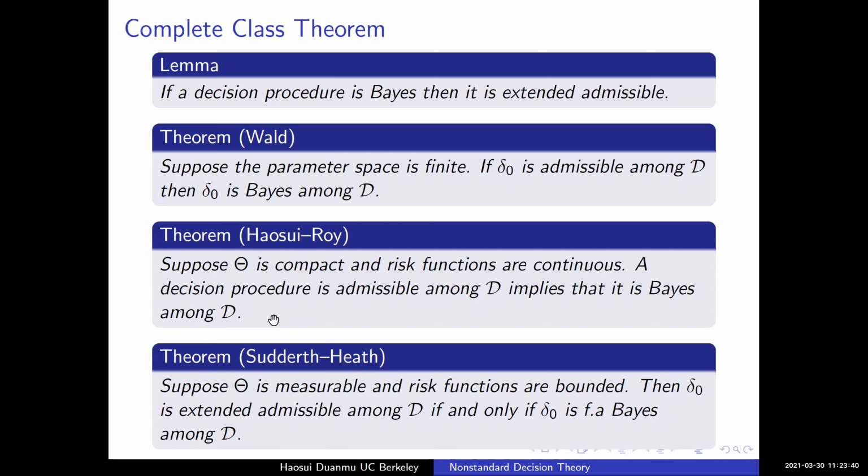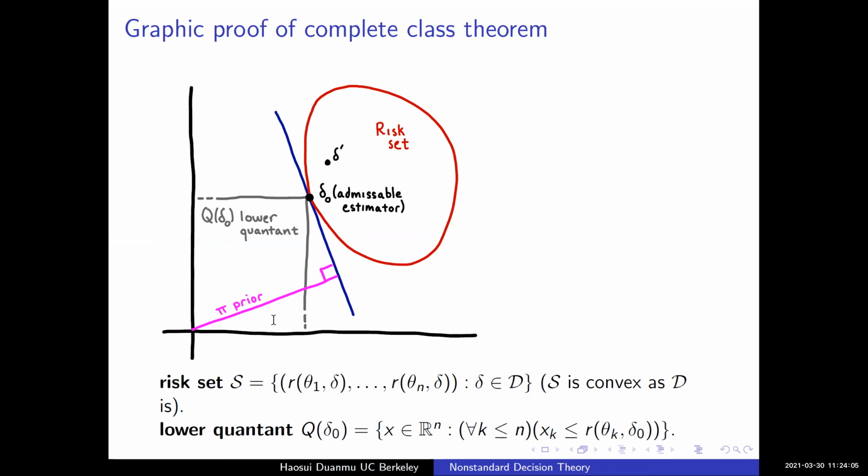So this shows that if one wants to go beyond the finite parameter space setting, one must relax the notion of Bayes optimality by considering a larger class of priors. That means not just probability measures, to regain such equivalence between Bayes optimality and frequentist optimality. So first of all, I will give a very quick graphical proof of Wald's result on finite parameter space, because later on I will give a proof of our main non-standard theorem, to show the similarity between these two proofs.